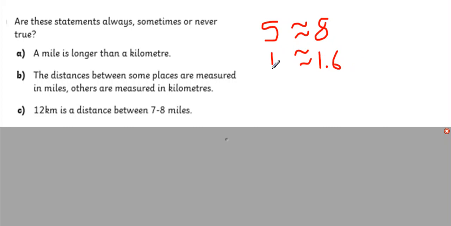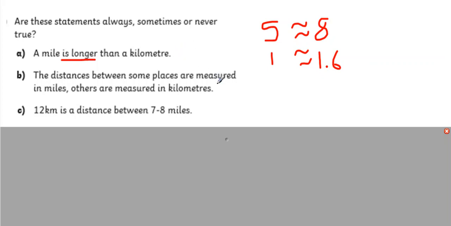So if we have a look then, we've got 1 mile and we've got 1.6 kilometres. So this is saying that a mile is longer than the kilometre. But if we have a look, we can see that we've got more kilometres to miles, haven't we? So it would be the other way around. A kilometre is longer than a mile. So the answer to this one would be never.